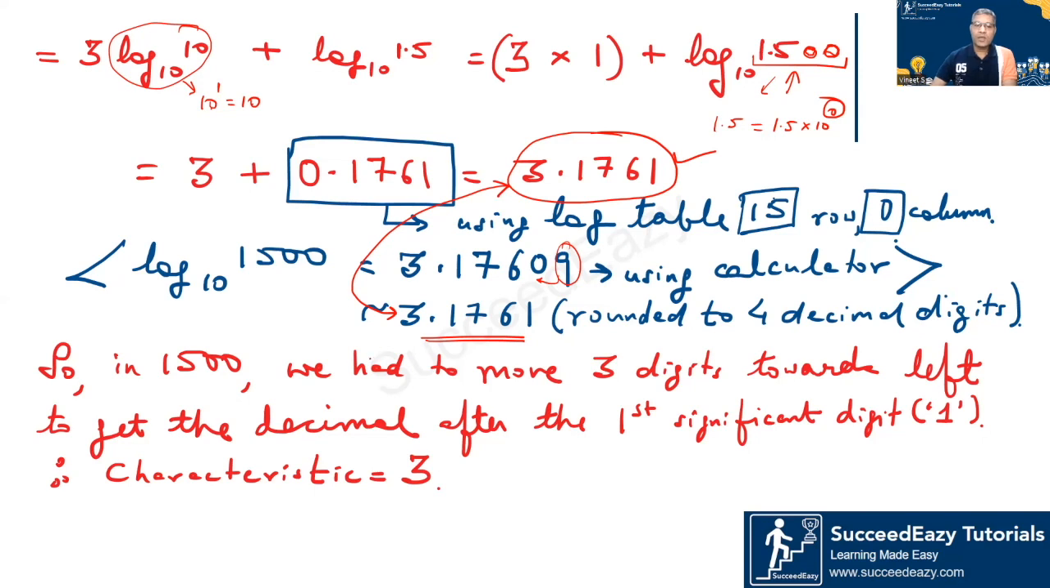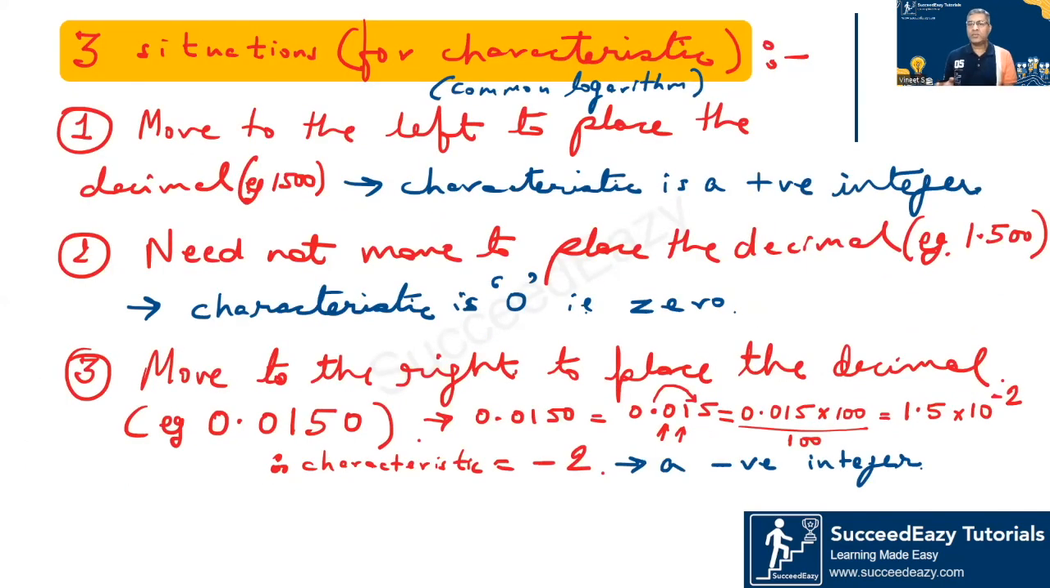Okay. So in 1500, we had to move three digits towards the left so as to get the decimal after the first significant digit, and therefore the characteristic was 3. You remember that. This is a repetition. We have already discussed that. Now, there could be 3 situations for the characteristic. What are those 3 situations? You may have to move to the left to place the decimal.